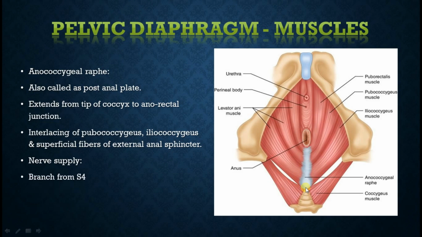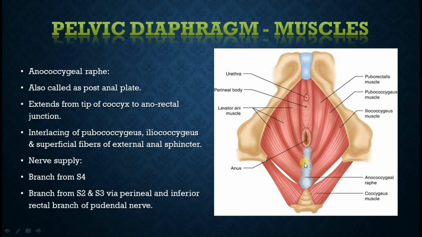So the nerve supply of the levator ani is mainly branched from S4 directly and by S3 and S2 via the inferior rectal branch of the pudendal and perineal nerve.